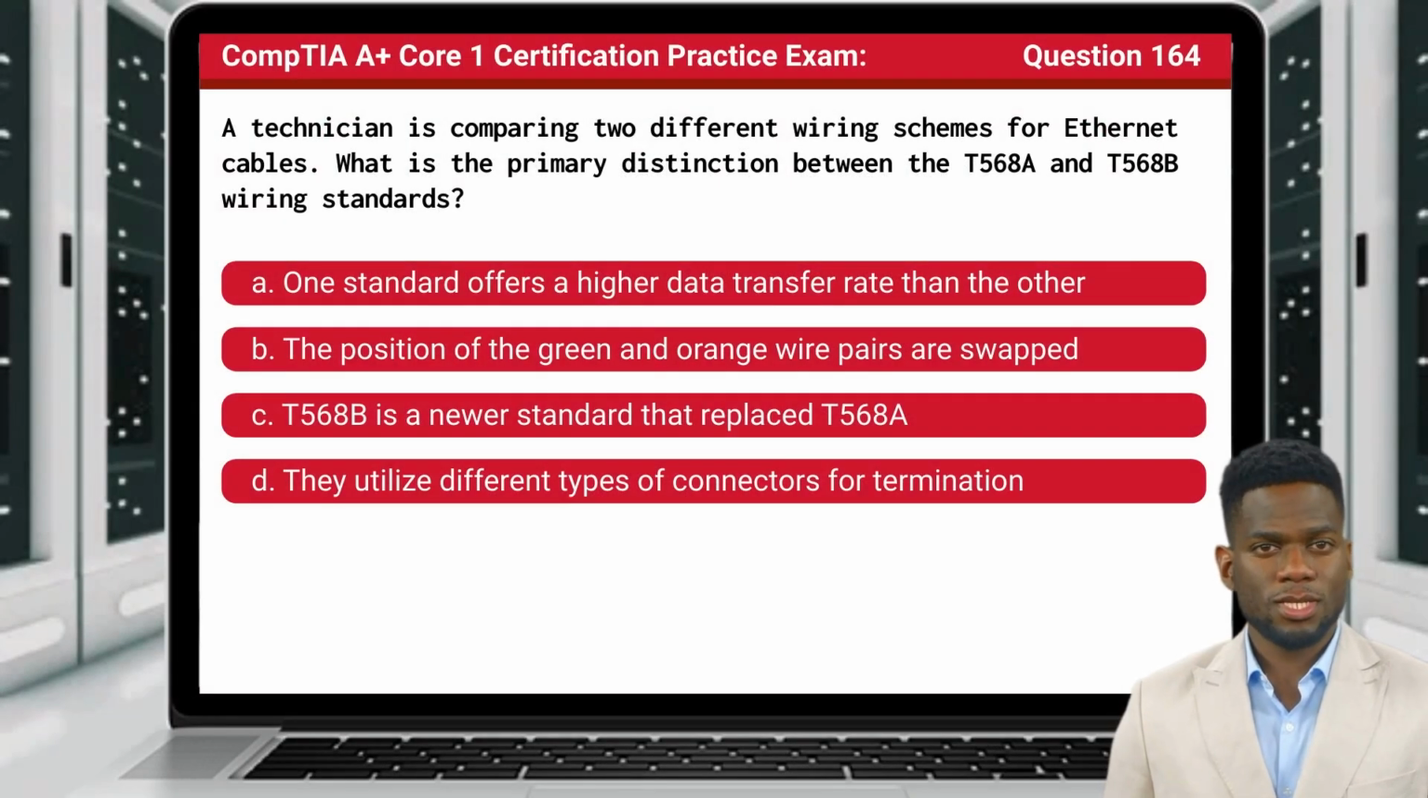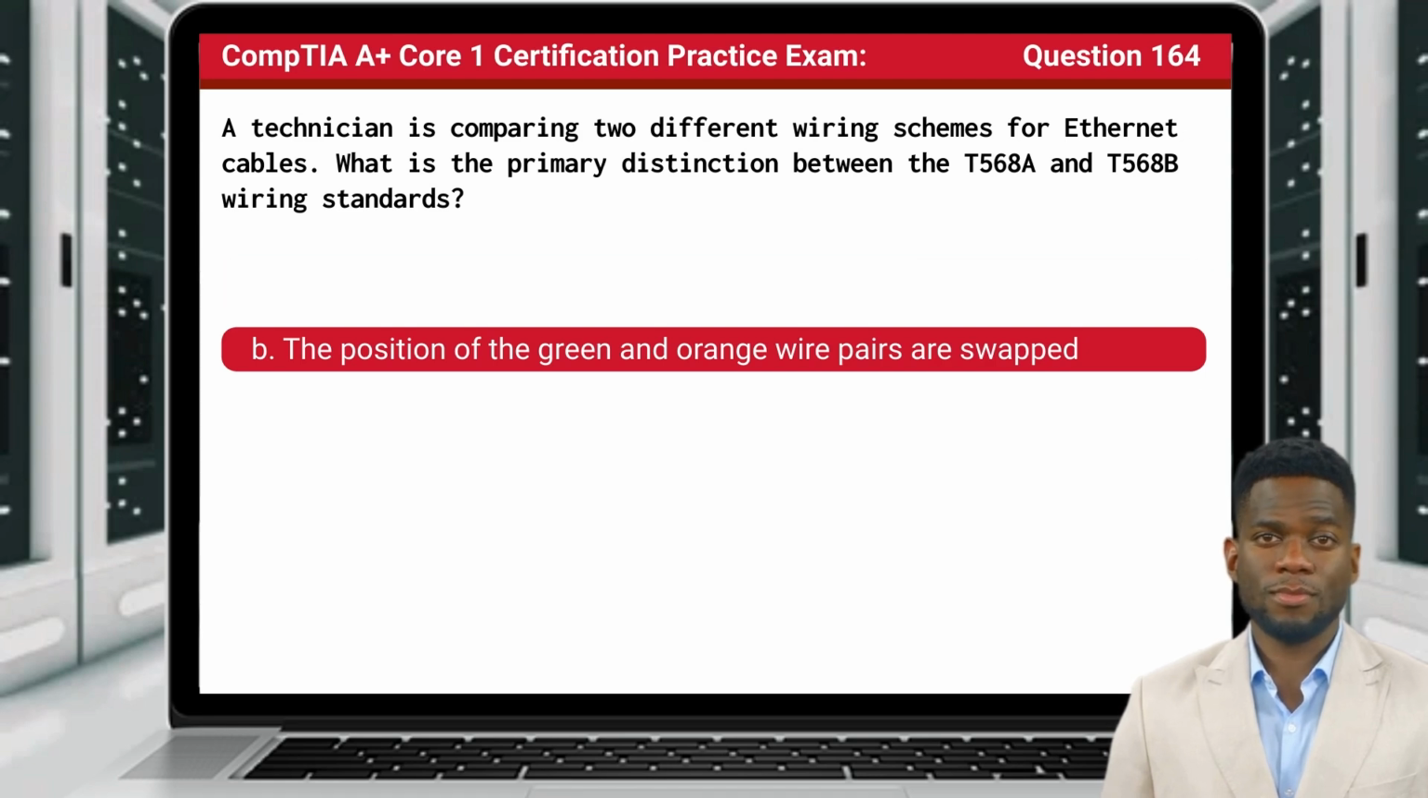Question 164. A technician is comparing two different wiring schemes for Ethernet cables. What is the primary distinction between the T568A and T568B wiring standards? The answer is B. The positions of the green and orange wire pairs are swapped.